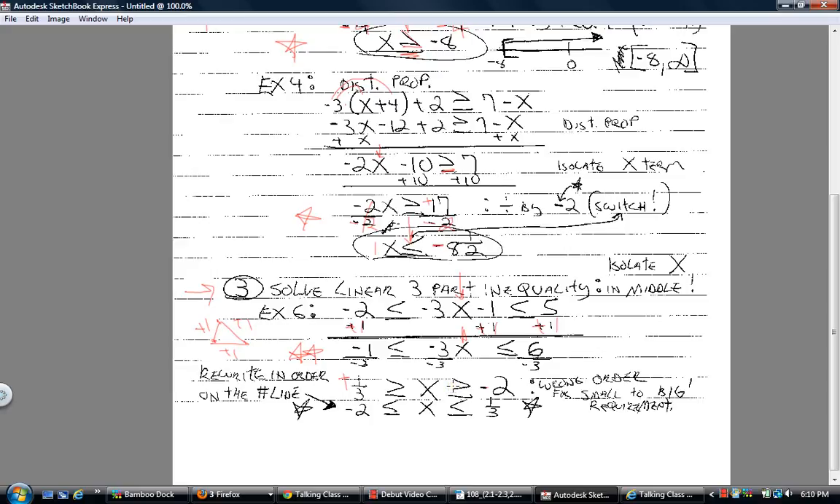Okay. Now, when you have to switch it, you'll notice here, rewrite the order of the line. What you want to do now is read this and ask yourself, this says x is less than or equal to 1/3, which I wrote over here this way. And now over here this says x is greater than or equal to negative 2, and I wrote it over here. So you switch the sides and the inequality signs when you do that.